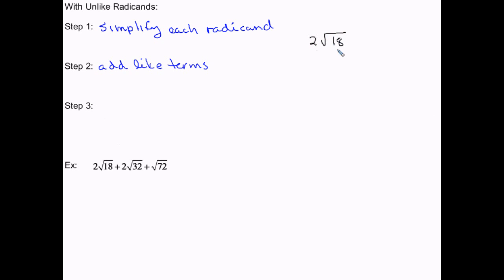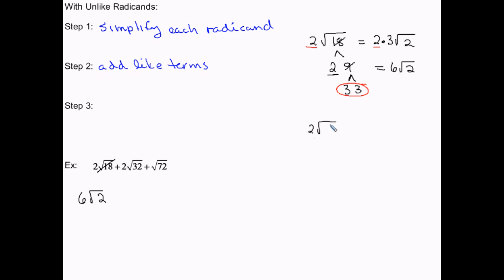So 2 times the square root of 18. 18 is 2 times 9, and 9 is 3 times 3. That's that perfect square there. So this becomes 2 times 3. This 2 didn't go away, and this 2 stays underneath. So this is 6 times the square root of 2. So I'll replace the 2 times the square root of 18 with 6 times the square root of 2.